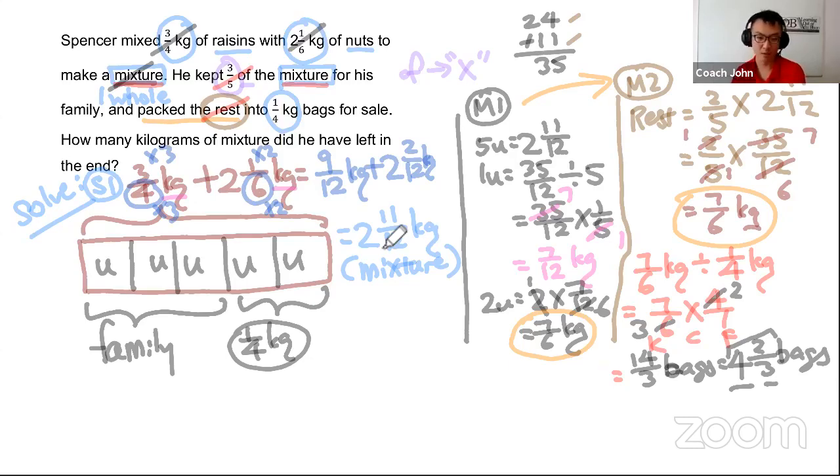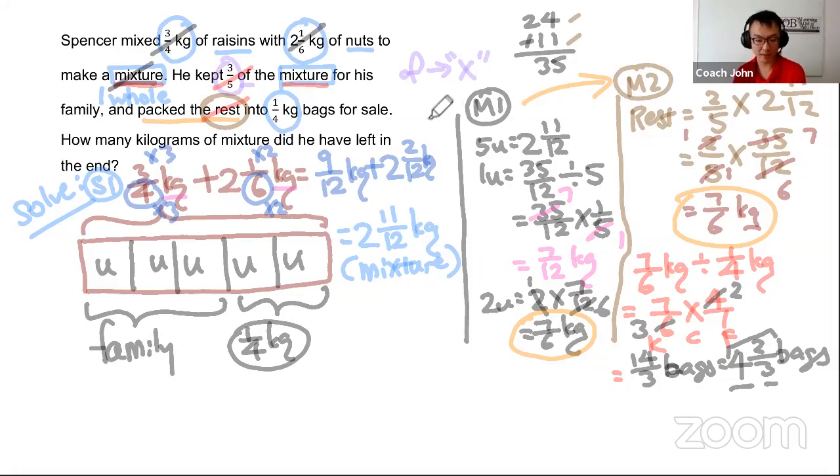I will just go on like this. Okay, everybody, Spencer makes 3/4 kg of raisins and 2 whole and 1/6 of the nuts. So what you're going to do is to add them together, and then you times 3/5 of the mixture, which is actually a fraction without units. Then you have to divide by 1/4 kg, after you have minus off from the family portion.